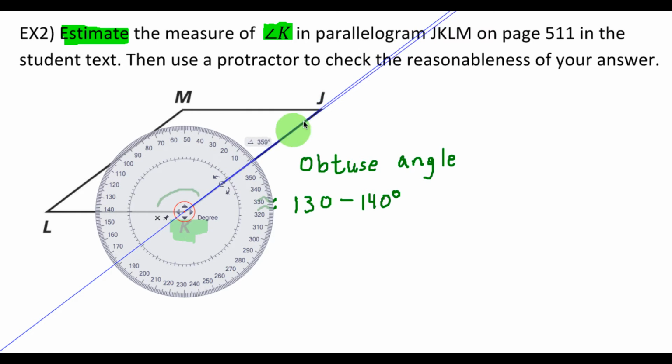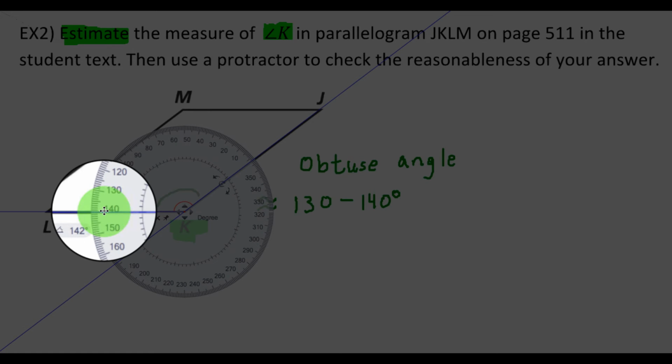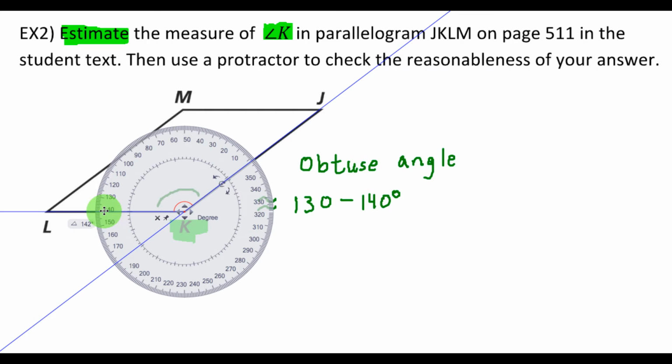It's going to pass through the 0 degree mark, and then what I can do is follow my protractor around 60, 70, 80, 90, 100, down all the way to, it looks like 140 degrees, and maybe even a little bit beyond that. If you look at the outer edge of my green circle here, you're going to see it reads at 142 degrees. So let's actually go ahead and mark that down.